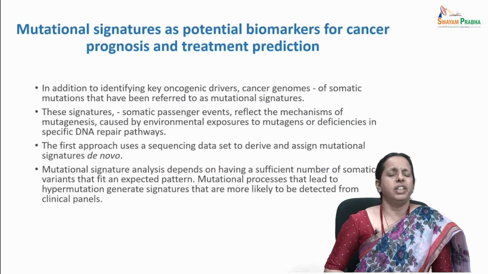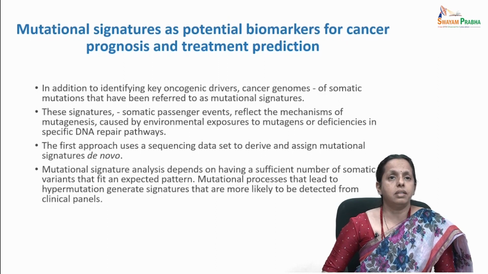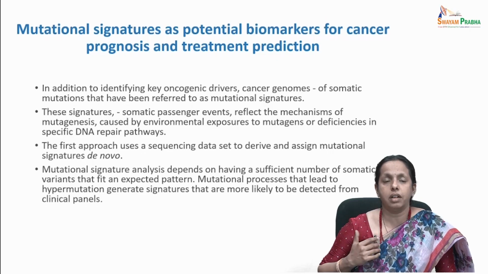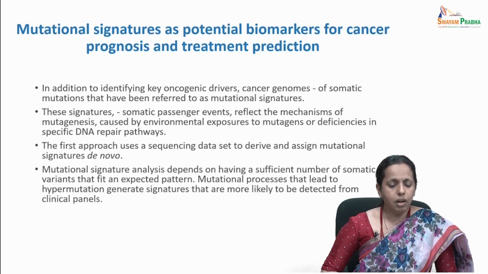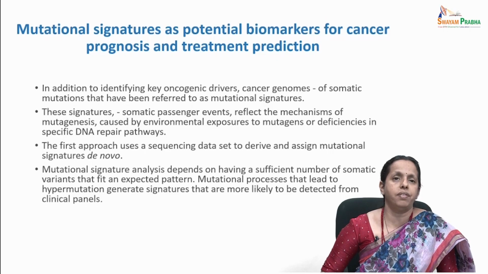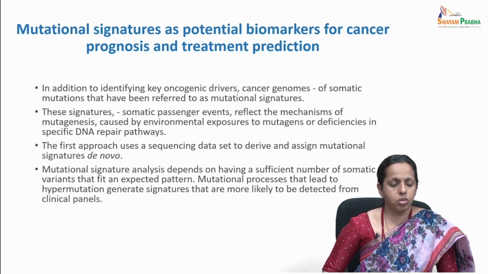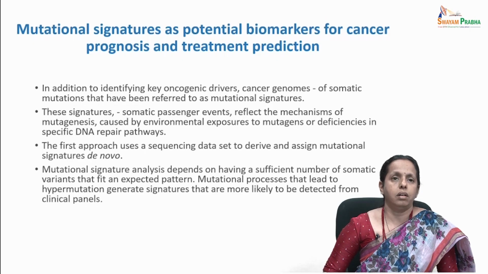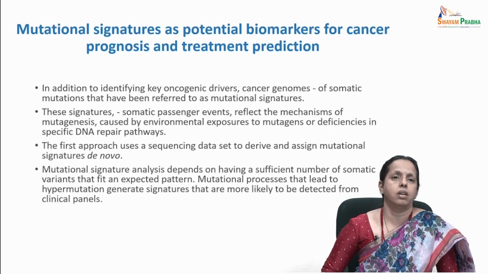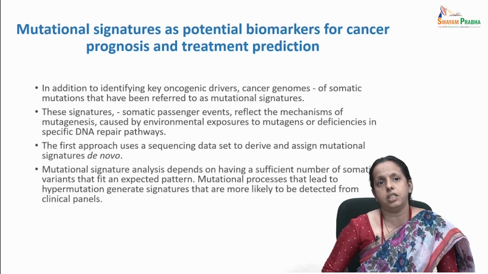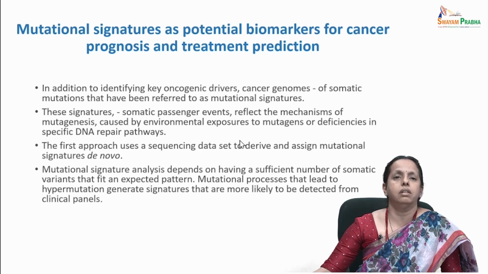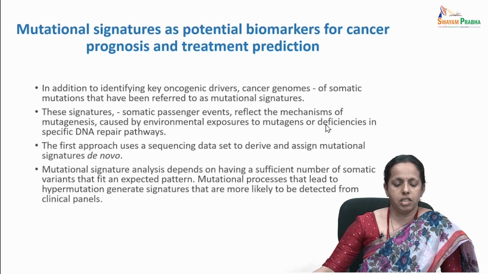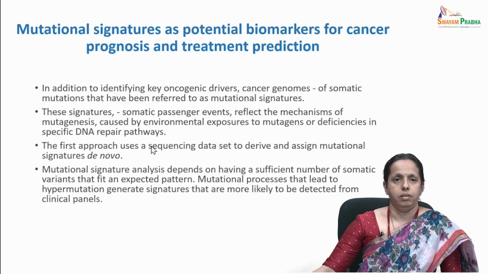Now we look at mutational signatures. We've been talking about what exactly these mutations are, and we are now aware that single mutations can result in a clonal expansion of cells, which will result in a tumor. In addition to identifying your driver genes, cancer genomes' somatic mutations have been referred to as mutation signatures. These signatures, mostly somatic passenger events, reflect the mechanism of mutations caused by your environmental exposure to mutagens or deficiency in specific DNA pathways.